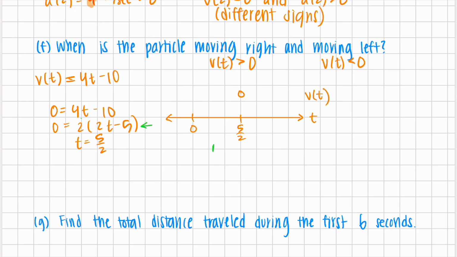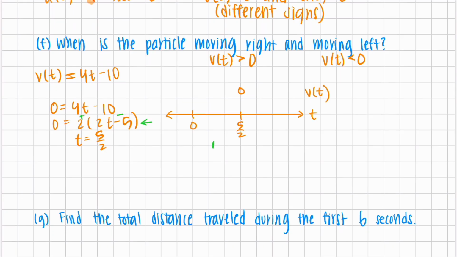So notice we get 2, which is positive. 2 times 1 is 2, 2 minus 5 is negative. So positive times a negative is a negative. So velocity is negative between 0 and 5/2. Pick something greater than 5/2, something easy. I'm going to pick 3. So my 2 is still positive. 2 times 3 is 6, minus 5 is also positive. So velocity is positive when t is greater than 5/2. At 0, if you plug in 0, I still get a positive and a negative, so at 0 my velocity is still negative. So I'm going to include 0 in my answer.